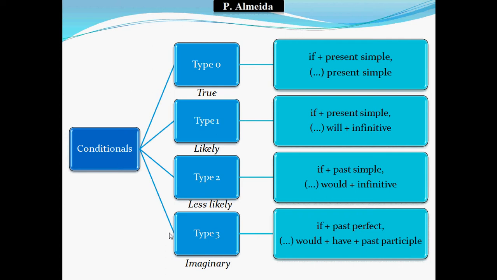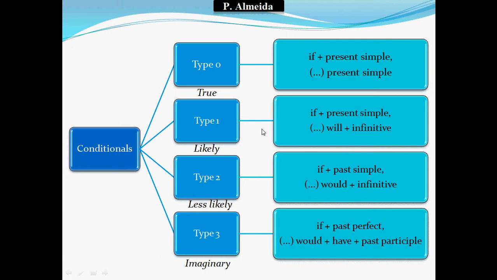So, conditionals. Type 0. How do you make it? So you have the if, so I'm starting here with a condition, the if, then you get the verb in the present simple, you get the comma, you say whatever the result is in the present simple, okay? So it's really simple. Type 0 is present simple, present simple.